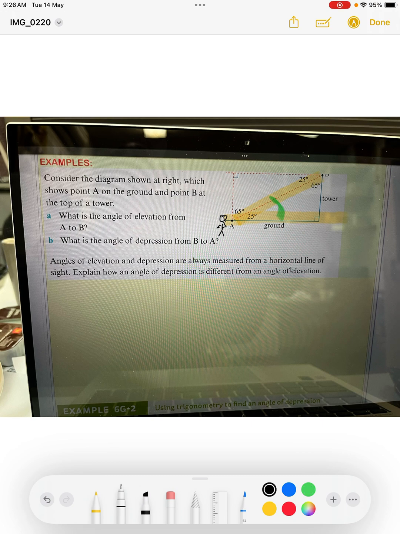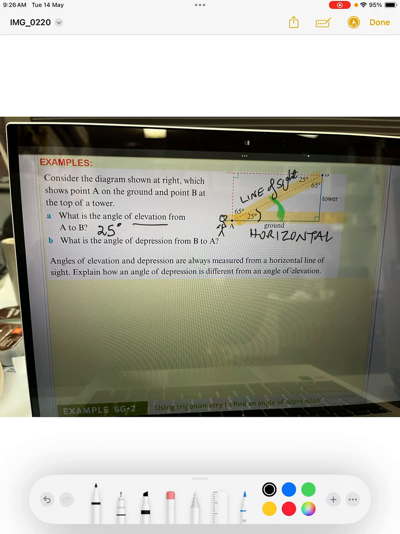So I'll just put that here. We've got our horizontal along here from our eyes, and we've got our line of sight going up. So it's an angle of elevation, and the angle in there is 25 degrees. So the angle of elevation is 25 degrees.